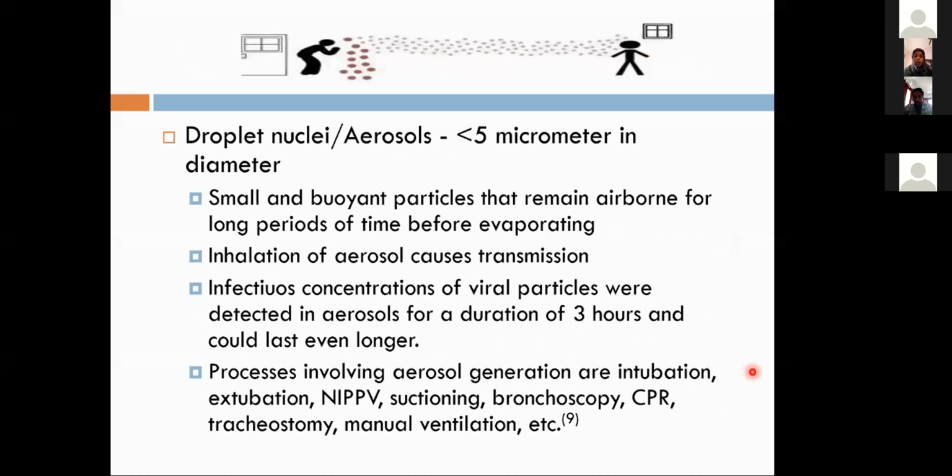Next, the droplet nuclei or aerosols, which are less than 5 micrometers in diameter. These are small and buoyant particles that remain airborne for long periods of time before evaporating. So the inhalation of aerosols can cause transmission. Compared to respiratory droplets, this will last for a longer duration of 3 hours and can last even longer. Processes involving aerosol generation are intubation, extubation, NIPPV, suctioning, bronchoscopy, CPR, tracheostomy, manual ventilation, etc.